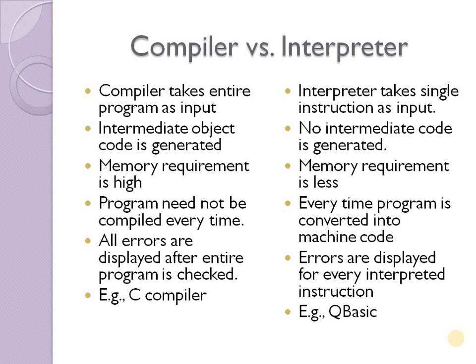Suppose you have a program of 10 lines, and there is an error on line number 5. Then the program will stop the execution after line number 4, because on line number 5 there is an error, so it will show the error and wait for the correction. If you correct it, then that will be processed, otherwise the program will terminate on line number 5. Examples of compiler based languages are C, C++, C#, and Java. Examples of interpreter based languages are QBasic and Python.